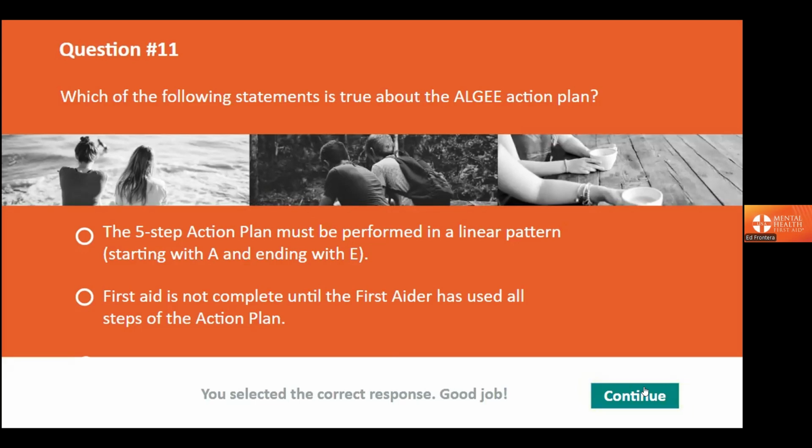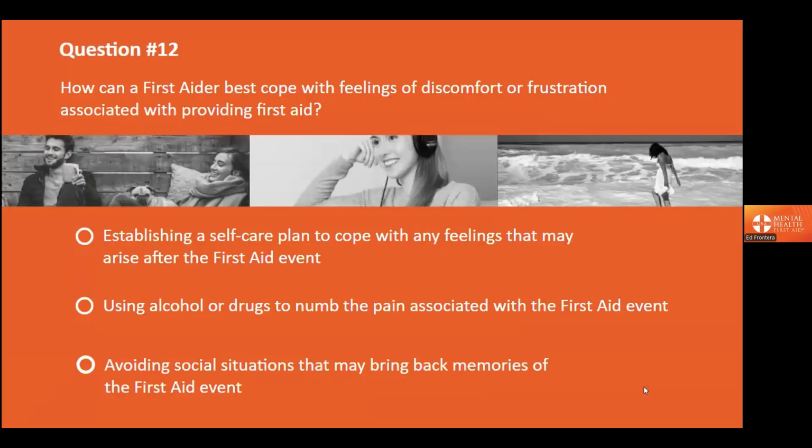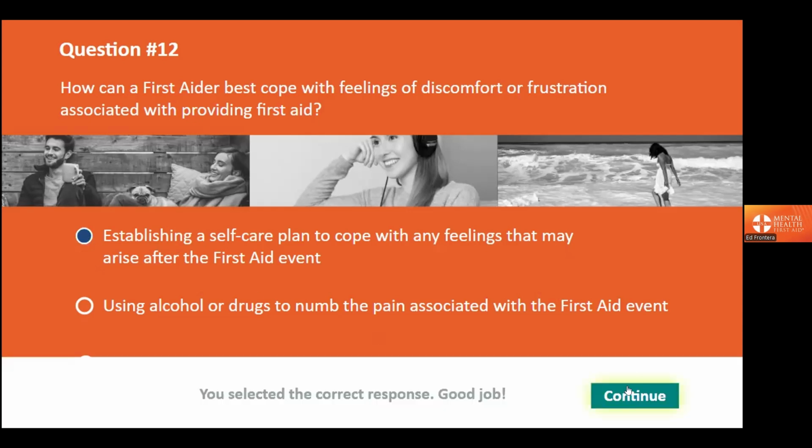Good job. How can a first aider best cope with feelings of discomfort or frustration associated with providing first aid? Establishing a self-care plan before providing first aid to cope with any feelings that may arise after the first aid event. Using alcohol or drugs to numb the pain associated with the first aid event. Avoiding social situations that may bring back memories of the first aid event. You selected the correct response.